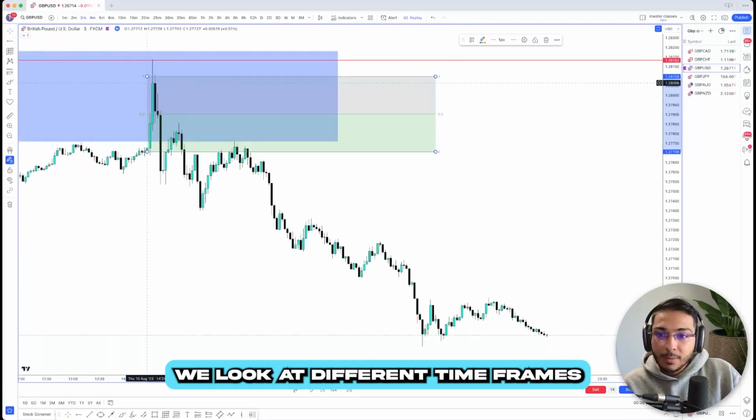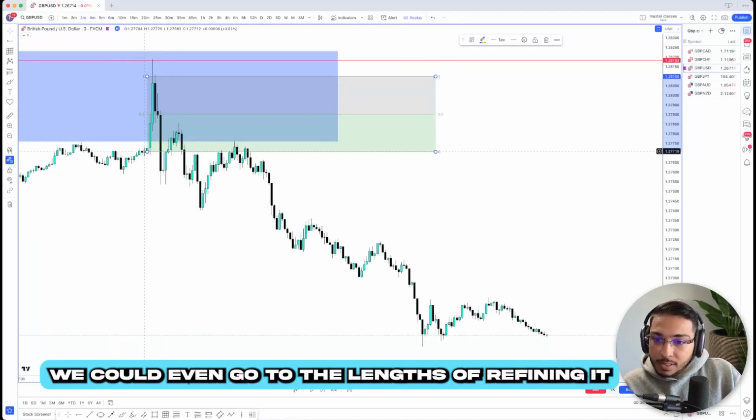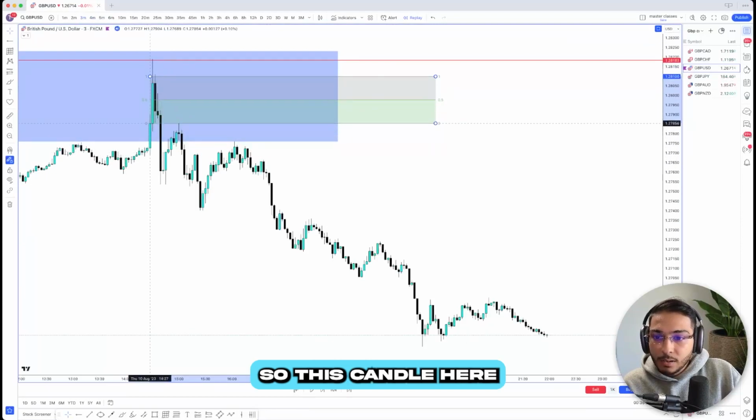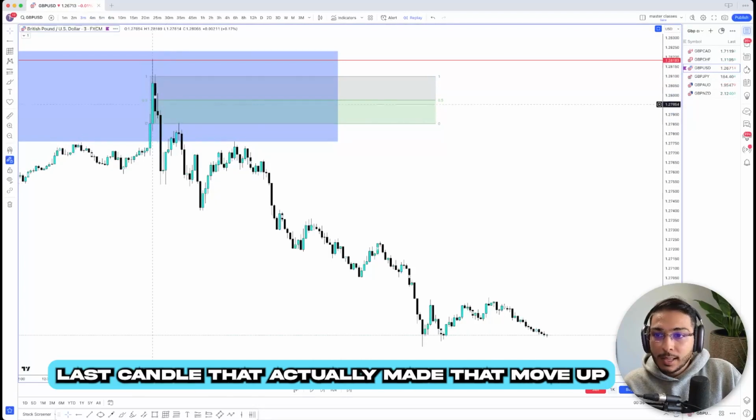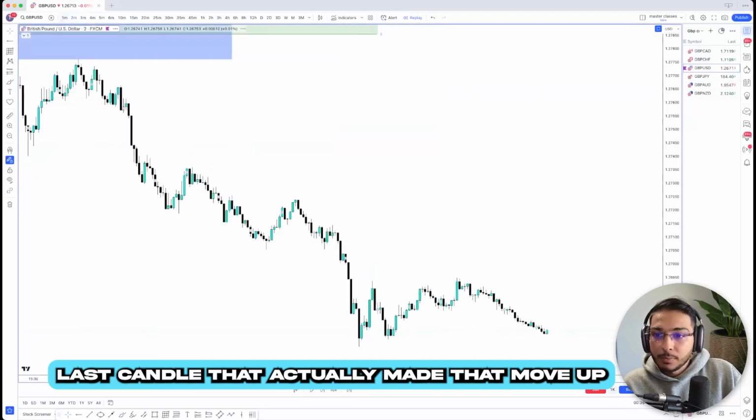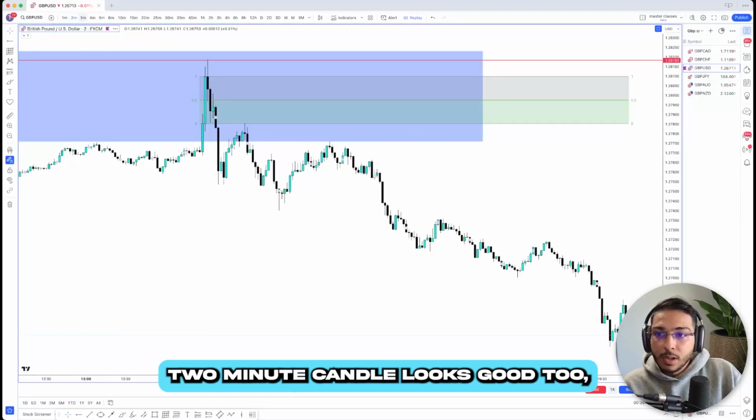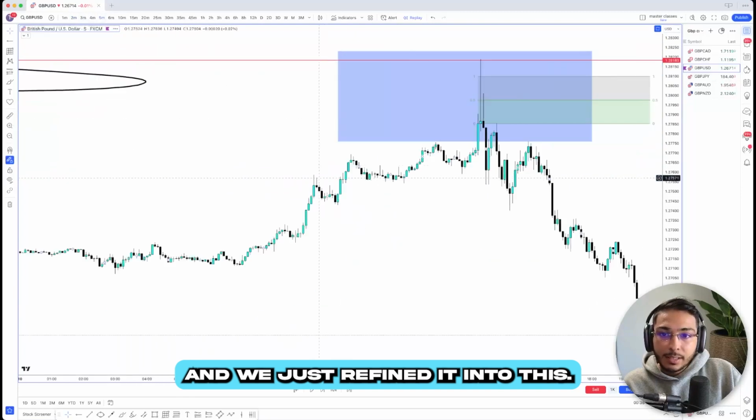We look at different time frames. We could even go to the lengths of refining it to this candle here, just because that is like that last candle that actually made that move up. The 2-minute candle looks good too. And we just refined it into this zone.